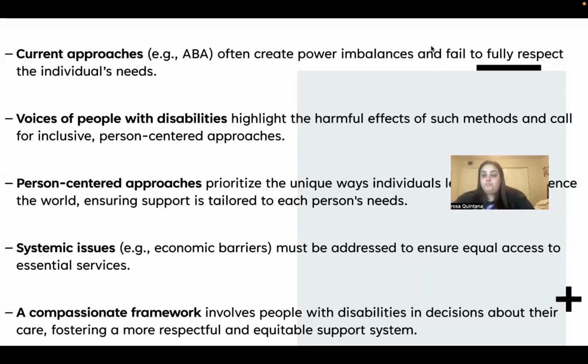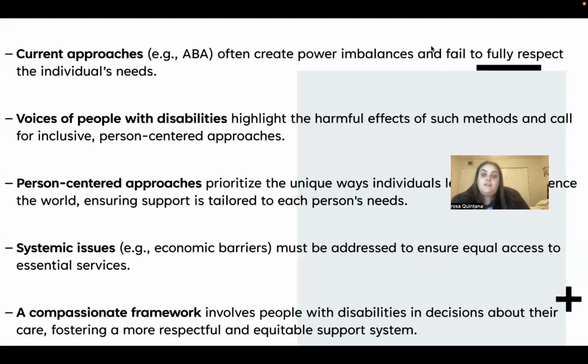And as professionals and providers, we need to help them get to where they need to get to, and not make choices for them on the daily. The voices for people with disabilities highlight how harmful and impactful the method is, and it emphasizes the need for inclusion. The person is centered in approaches. The approaches prioritize the diverse ways individuals learn and experience the world, ensuring that it is tailored to each person's needs. So not only are we helping them, but we're helping them by tailoring what they need.